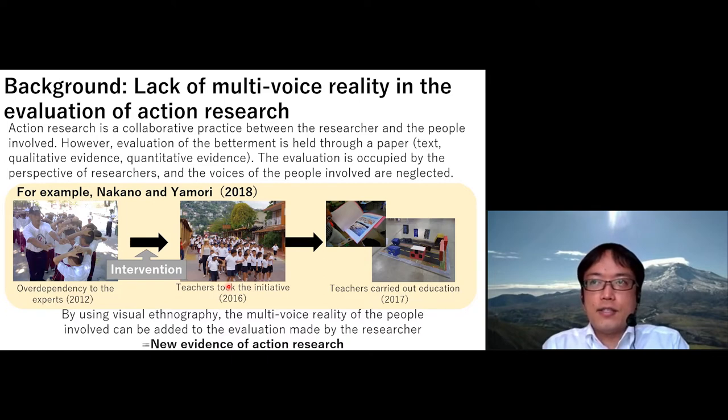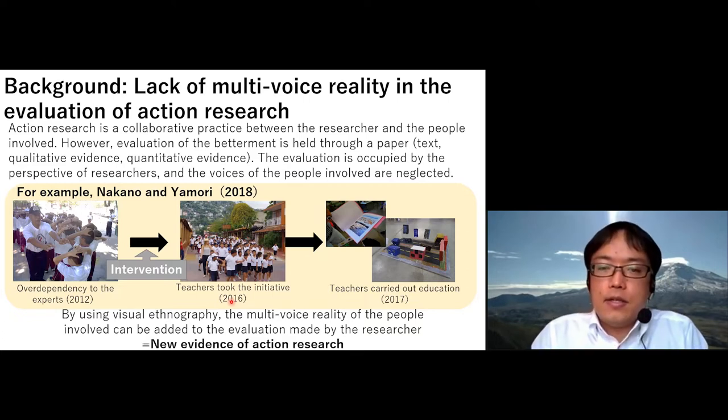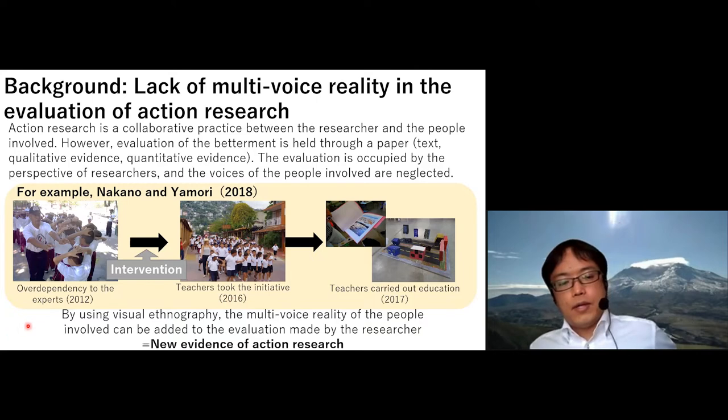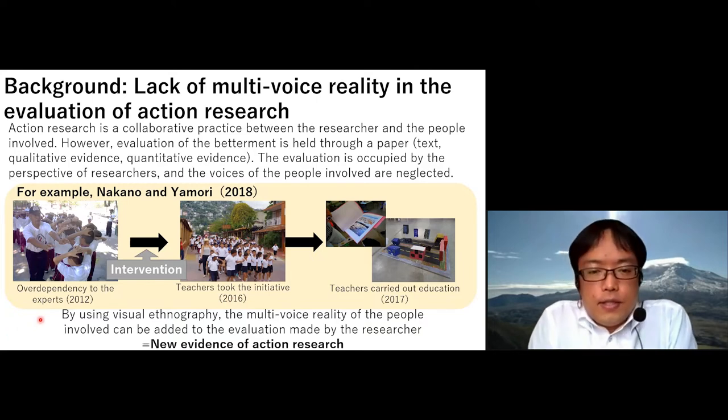But this evaluation, this way of looking, is basically occupied by myself. I could not include the perspectives of, for example, the local civil protection staff or the local teachers. So here again, the evaluation is occupied by the perspective of researchers, and the voices of the people involved are neglected. So my question is: by using visual ethnography, the multi-voice reality of the people involved can be added to the evaluation made by the researchers. So this can be a new evidence of action research.